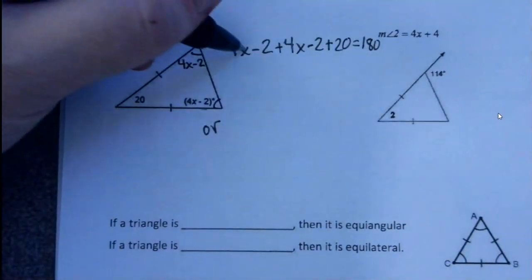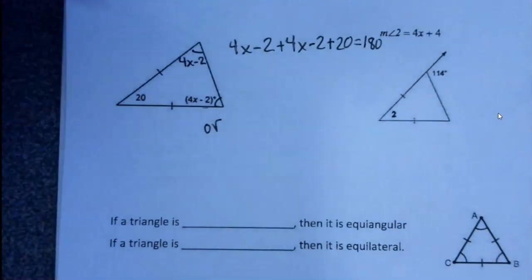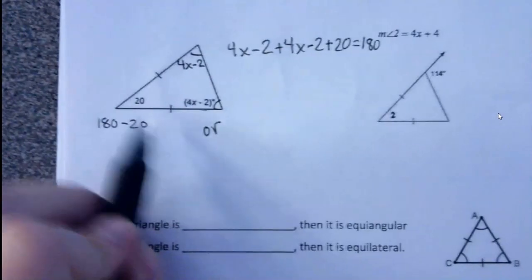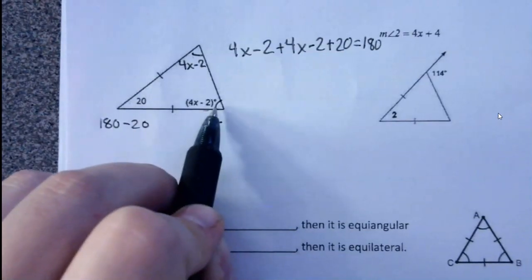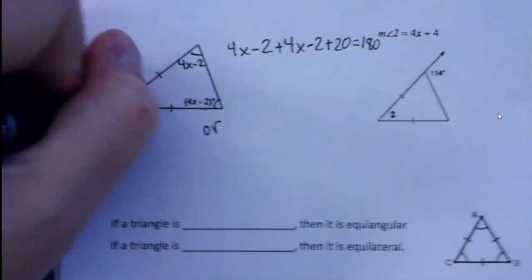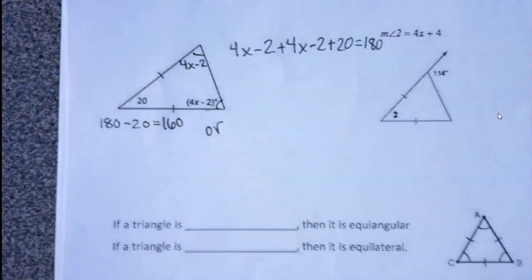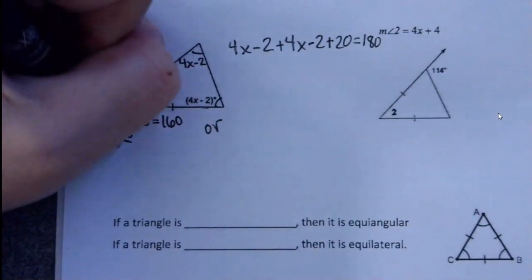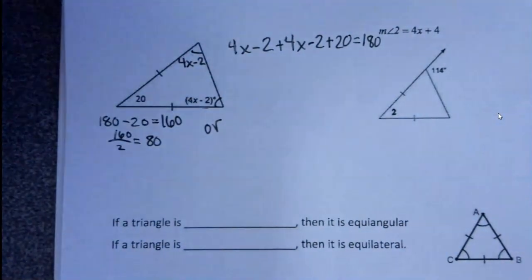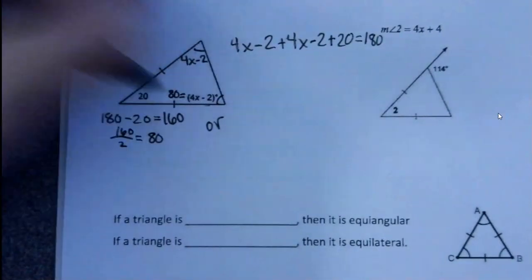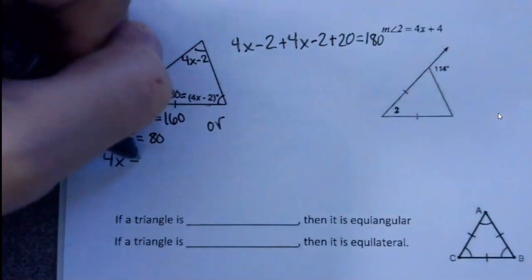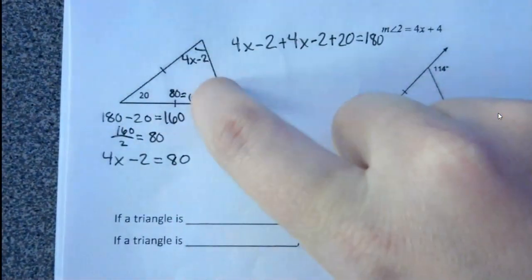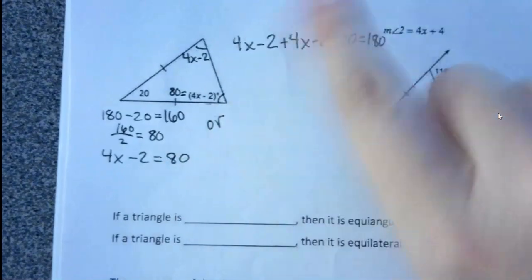So you can solve it like this. I just added the three angles together, set it equal to 180. Or you can take 180 and subtract 20 from it. Why am I doing that? Because I'm trying to figure out what one individual angle would be. And so I get 160. And then I realize, okay, I've got 160 degrees to split between these two angles. So 160 divided by 2 is 80. So you can realize, oh, this equals 80. 4x minus 2 equals 80, because this is 80, this is 80, that's 20. And then you can solve.